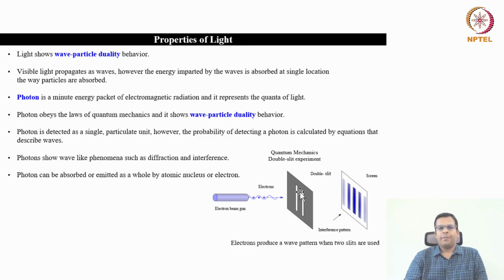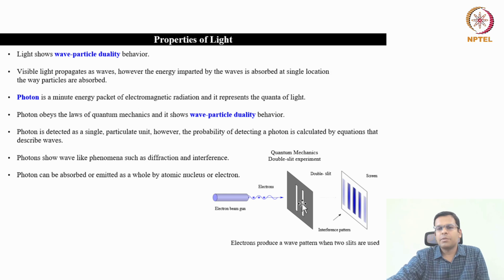Some more properties of light. So again, going back to your physics class, you must have studied quantum mechanics and the double slit experiment. Light shows wave-particle duality behavior. So light behaves like a wave as well as a particle. Why do we say that light behaves as a wave?